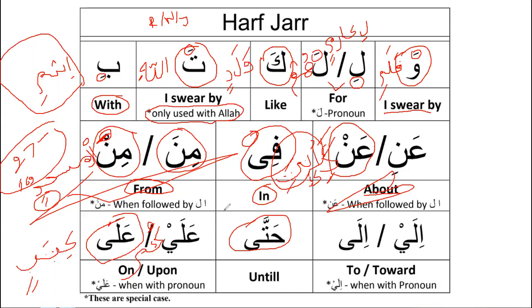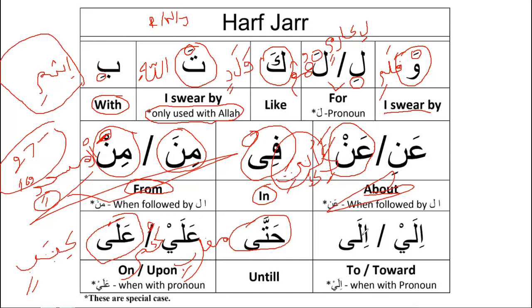Okay, hatta. Let's come to the next word. Hatta means until. It will make the next word after it jar. So if I want to say until Maghrib, how am I going to say it? Hatta Maghribi. You got it, right? It will always make the next word after it jar. So hatta Maghribi means until Maghrib.